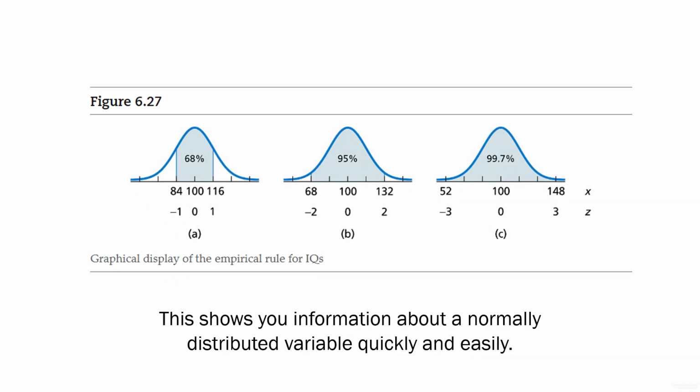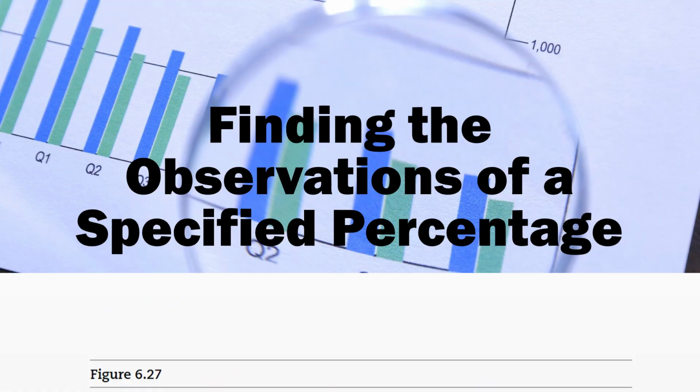And here's a graphical display of the empirical rule for IQs that we just looked at, and it shows you information about a normally distributed variable extremely quickly and extremely easily. Now, the one thing I want you to note is that 3 standard deviations of the mean has the biggest range because most people are going to fall between 52 and 148. 52 is a quite low IQ, and 148 is a really, really high IQ. And of course, 99.7% of the population is going to fall within there somewhere. Even Einstein would fall in here because I think his IQ is like 145.